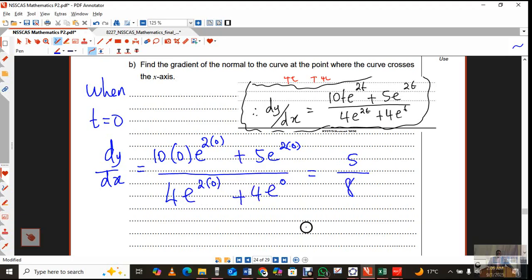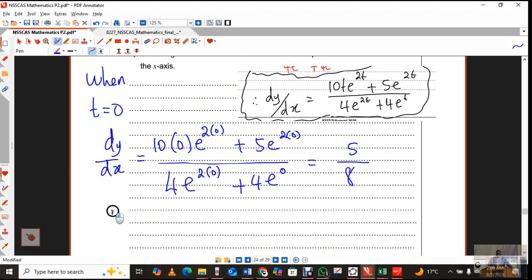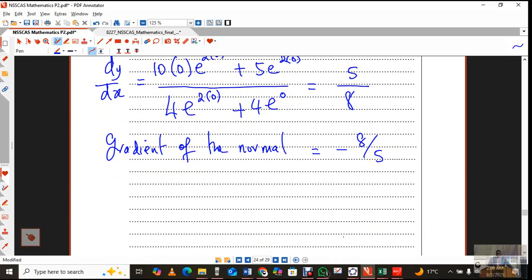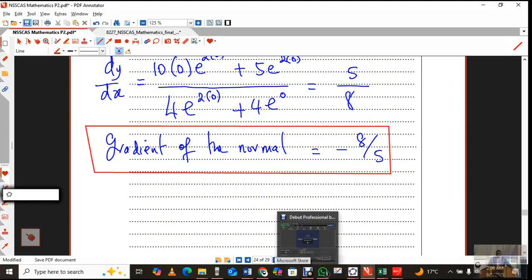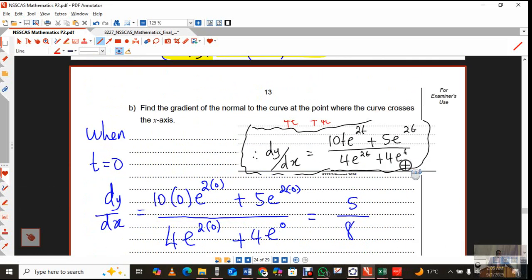So if that is the gradient, the gradient of the normal is going to be the inverse of that, negative 8 over 5. That's all that they ask in this question. They are not saying you must find the equation, all right? So that's it. If they wanted you to find the equation, you would be using those points that you got in the previous question.